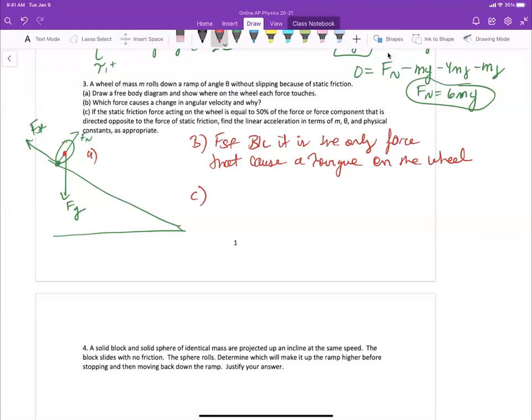C, if static friction acts on the wheel at 50% of the force component that's directed opposite to the force of static friction, find the linear acceleration. I'm going to redraw that free body diagram. And now I have force normal up. I have force of gravity this way. Actually, let's just draw a dot. Let's make our lives easier. At this point, we can just draw a dot. Force normal, force of gravity, force of static friction.